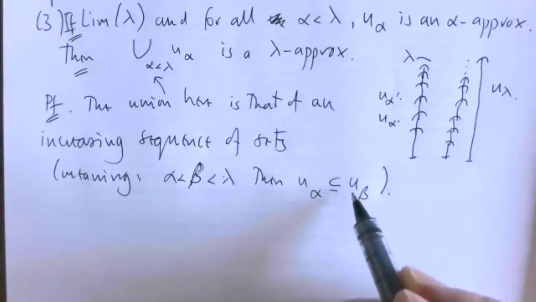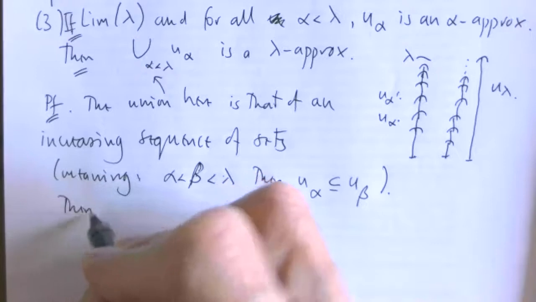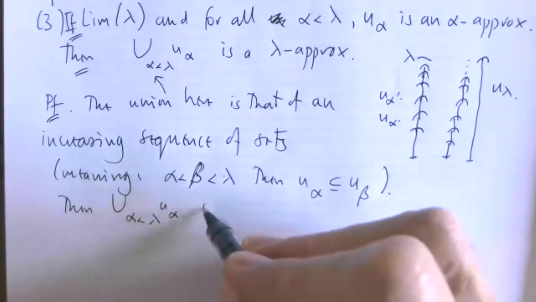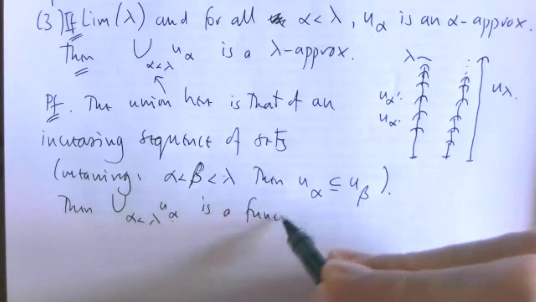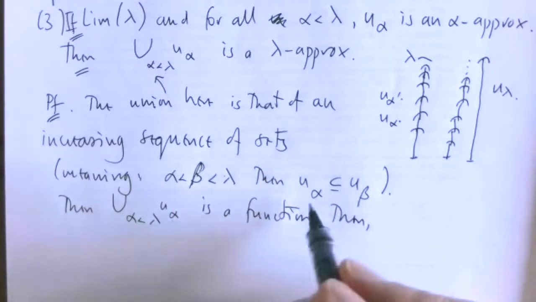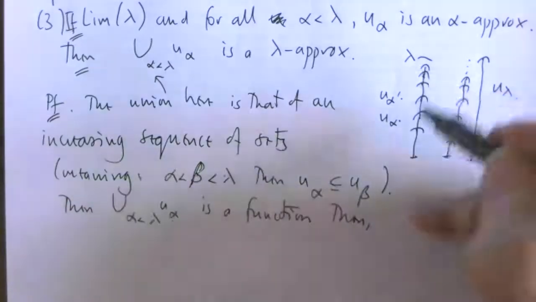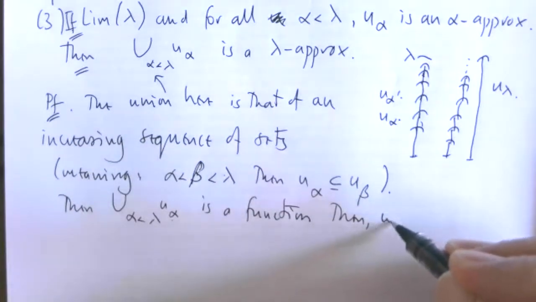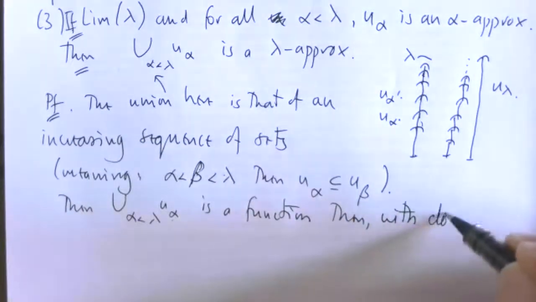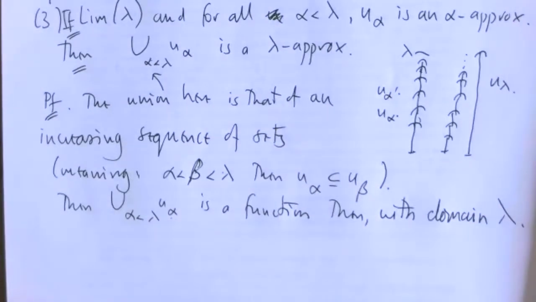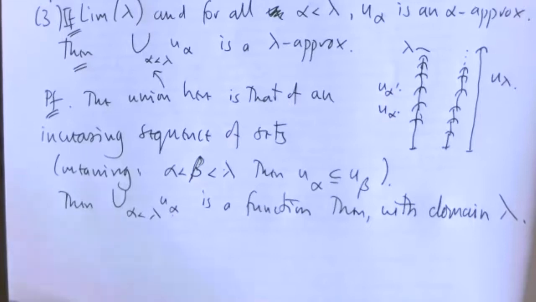These are all functions. And the union of the whole lot is a function then. And its domain is lambda. U alpha's got domain alpha, but the union of the whole lot has domain lambda here. So this is a lambda approximation.